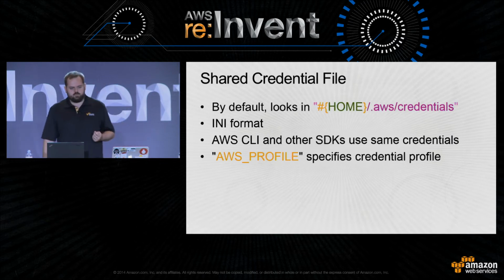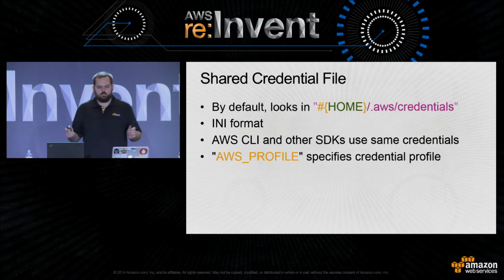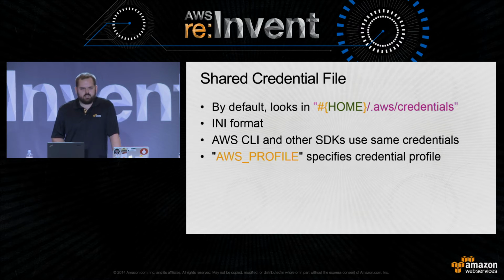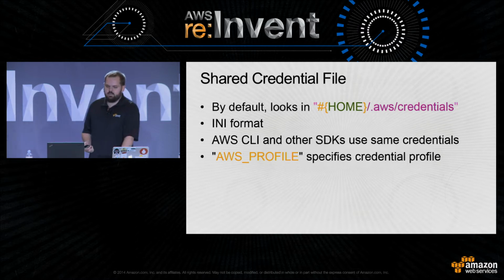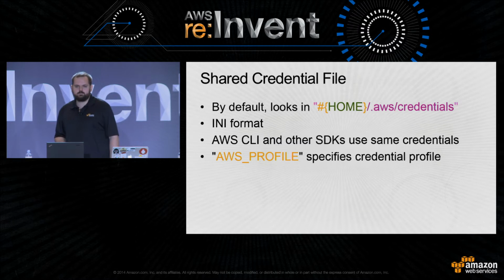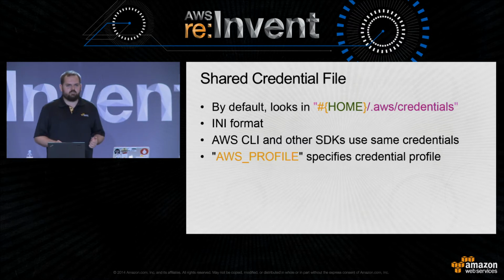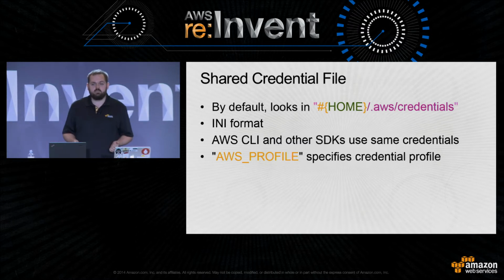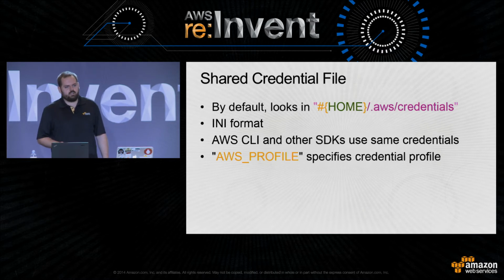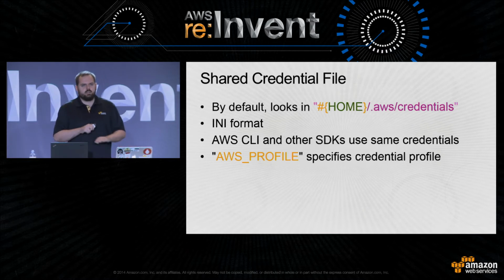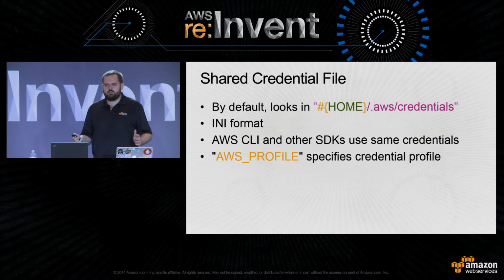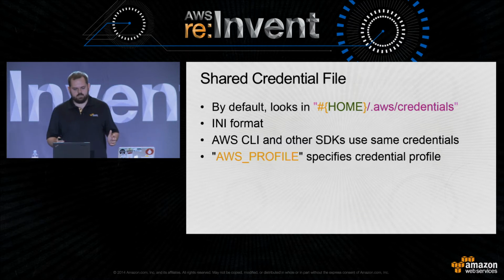So, the shared credential file. By default, we're going to look in your home directory under .aws/credentials. You can specify your own directory if you're building it yourself. It's an INI formatted file. If you're a user of the AWS CLI, and I know now many of you are, or if you use the other SDKs in your project, they all pull from the same shared credential file. You only need to write it once.